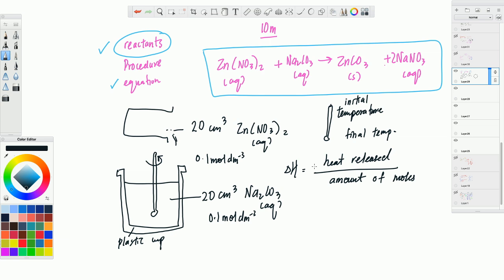All right, so how do you write it? You say, in a beaker using a measuring cylinder, measure 20 centimeter cube of zinc nitrate, 0.1 mole per decimeter cube. Measure the initial temperature. In another, using another measuring cylinder, measure 20 centimeter cube of sodium carbonate, 0.1 mole per decimeter cube. Pour it into a plastic cup. Pour zinc nitrate carefully into sodium carbonate and stir using the thermometer. Note down the highest temperature reached. That's all you need to do for this experiment. Can I have a next question?